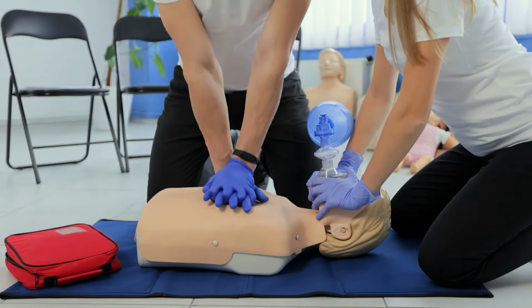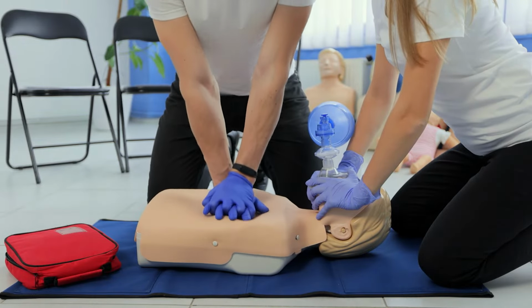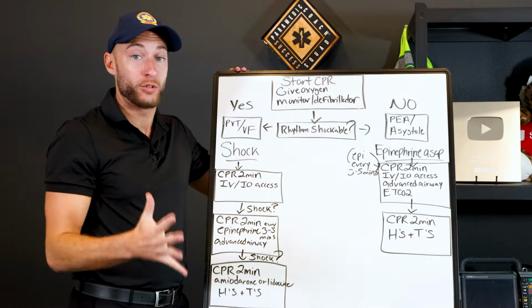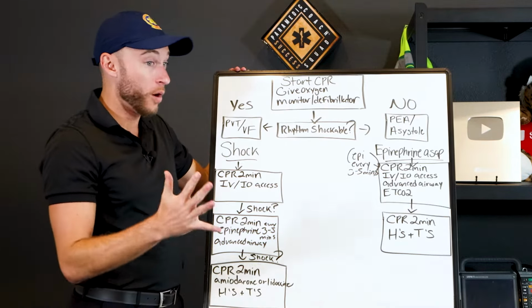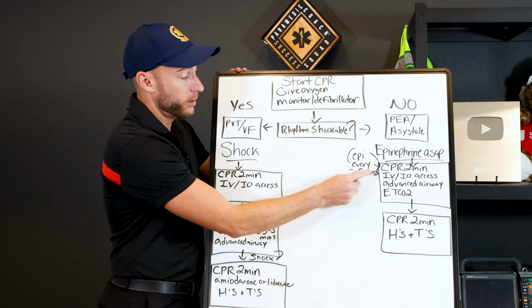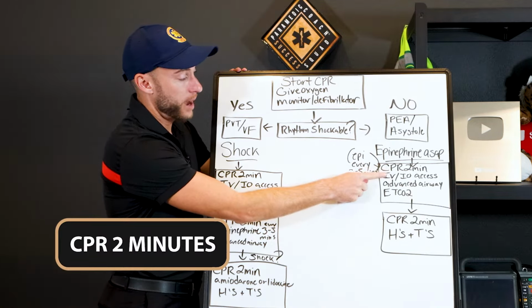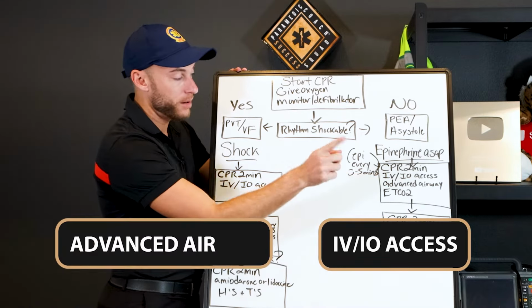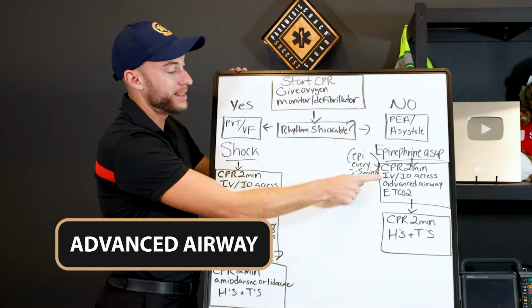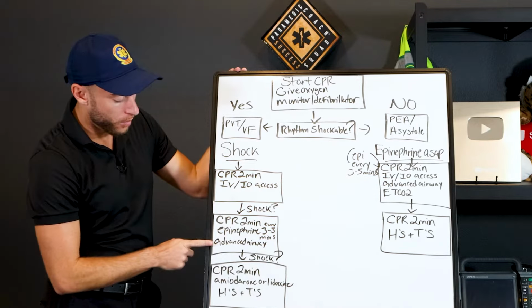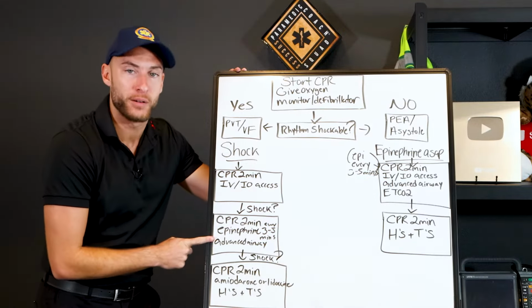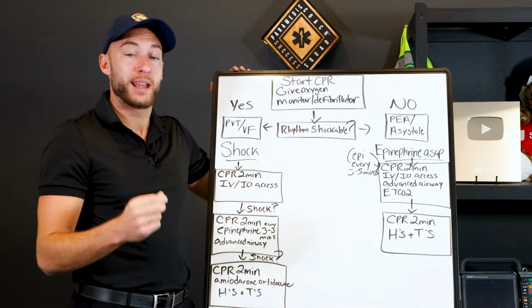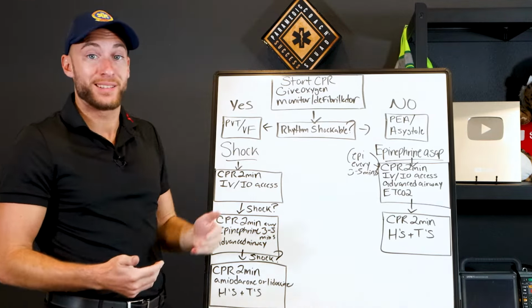Continue compressions, CPR 2-minute cycles. And in that 2 minutes, we're gonna try and do a lot of things if we're able to. Hopefully we have enough team members. We're doing CPR 2 minutes, IV/IO access. We can consider an advanced airway. We don't have to do it, but we consider it. Same one over here. We don't have to do it right here. We're considering it, okay?